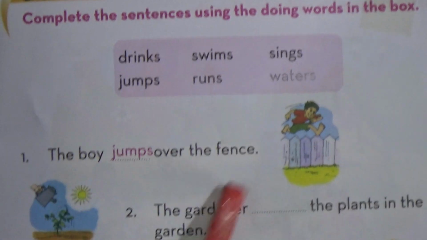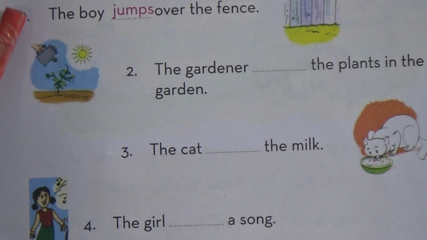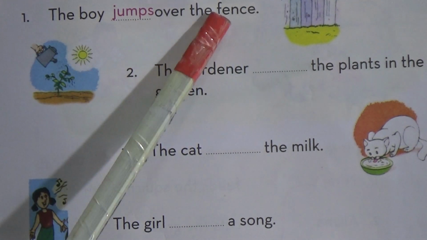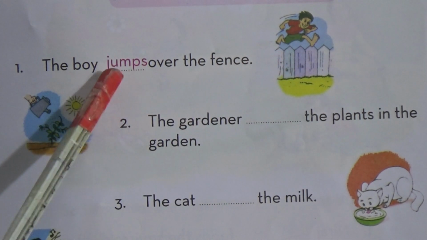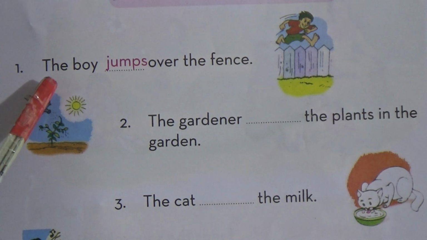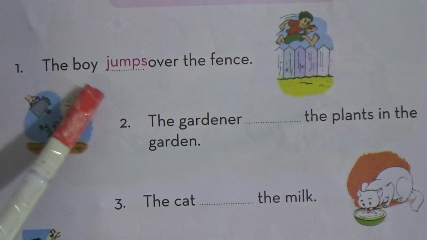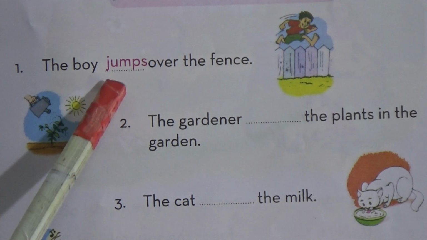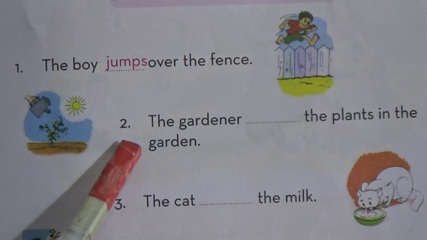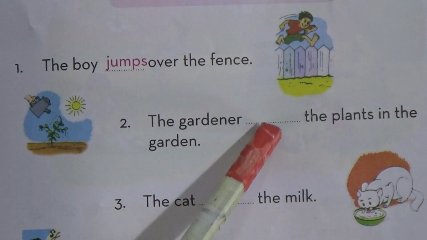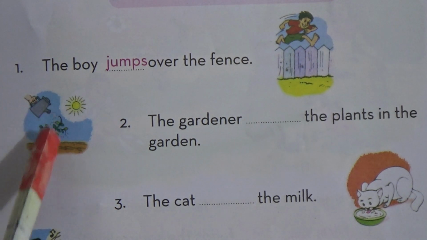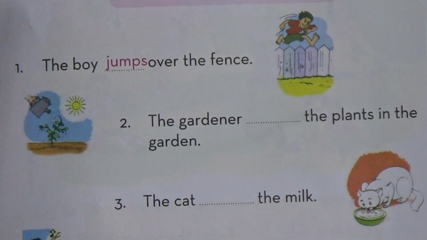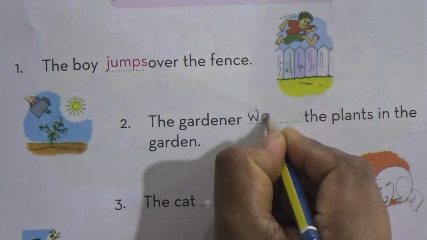Then let's try to complete these gap fillings. Number 1, the boy jumps over the fence. Here you may see a boy who is jumping over the fence. The boy is a singular word, that means it's third person singular, so we have to use jumps. Then number 2, the gardener waters the plants in the garden. Here someone is watering the plants, so we have to write waters.